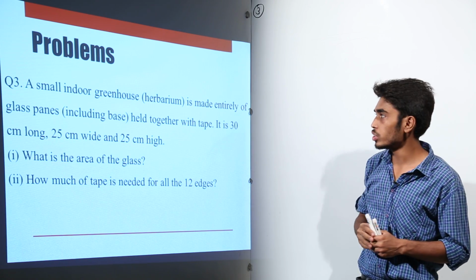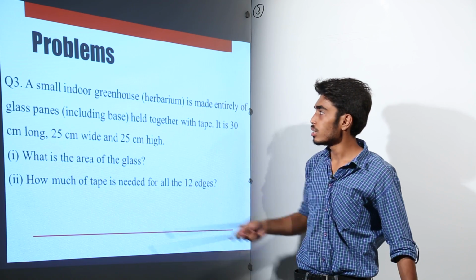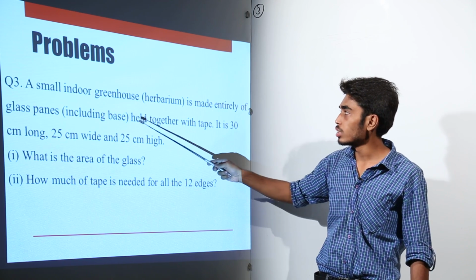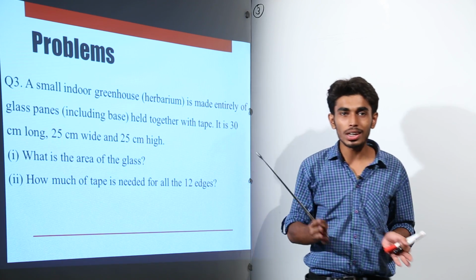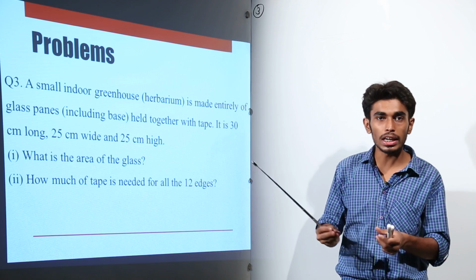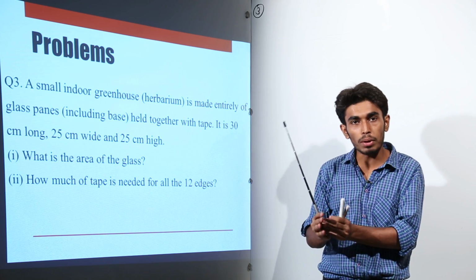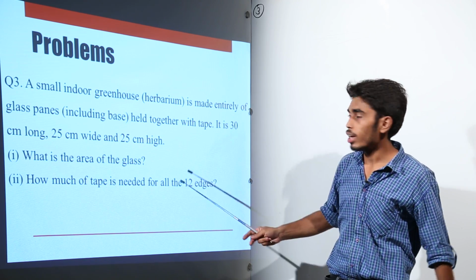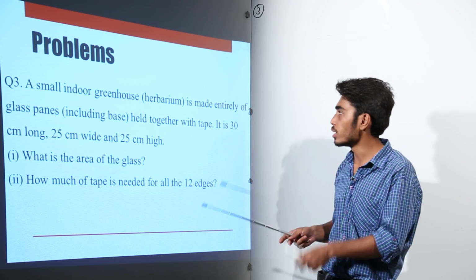Now let us do another question. The question I'll read out for you. It says a small indoor greenhouse is made entirely of glass panes. Now what is a greenhouse? I won't go into the detailing of it, but a greenhouse is nothing but an arrangement for trapping sunlight. You must have heard of greenhouse gases as well, like carbon dioxide and other gases.